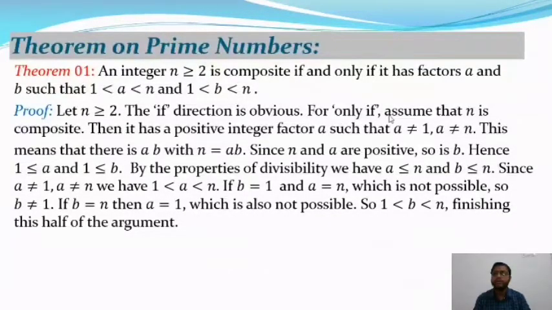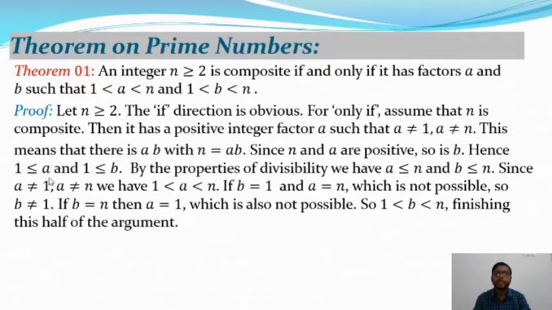For the only if part, that means the sufficient part of the above theorem, assume that n is a composite number. Then it has a positive integer factor a such that a is not equal to 1 and a is not equal to n. That means a lies in that interval, and so there is a b such that n is equal to a into b. Since n and a are positive numbers, b is also a positive number, because the multiplication of any two positive numbers is a positive number. Therefore b is also a positive number.